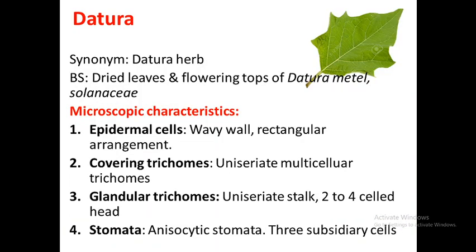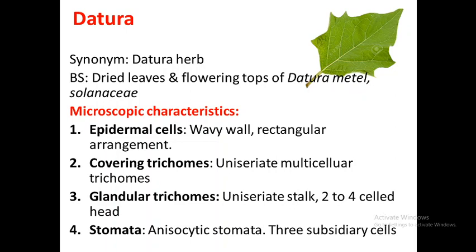Just see the dhatura, which is also known as dhatura herb. These are the dried leaves and flowering tops of Datura metel belonging to family Solanaceae. The microscopic characteristics: the first is epidermal cells, which are wavy walled and in rectangular arrangement. So epidermal cells are in rectangular arrangement.